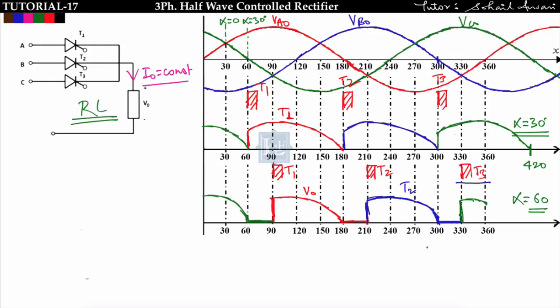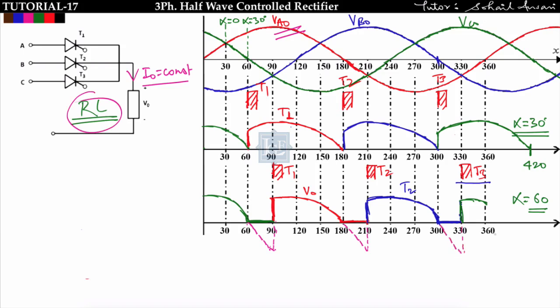So for RL type of load, what is the modification? We will get output voltage till the next thyristor is not triggered. So output voltage will follow the supply voltage here from 60 to 90 Vc0. The output voltage will follow the Vc0 like this. Okay, and from 180 to 210, output voltage will follow the Va0 like this. Okay, output voltage negative is possible for RL type of load. Okay, now from 300 to 330, output voltage will follow the supply voltage.